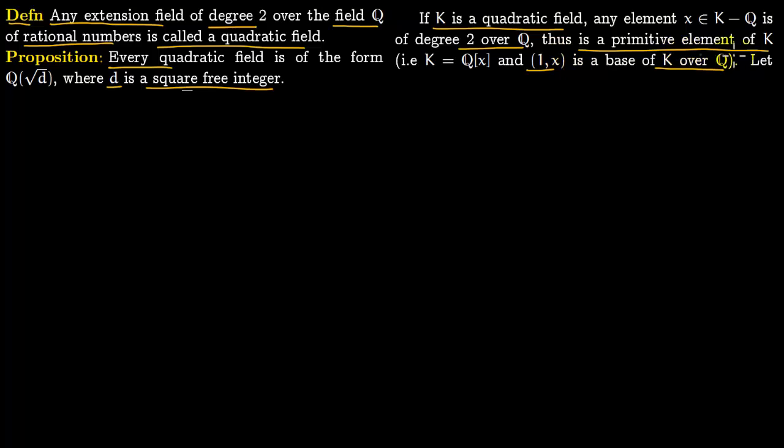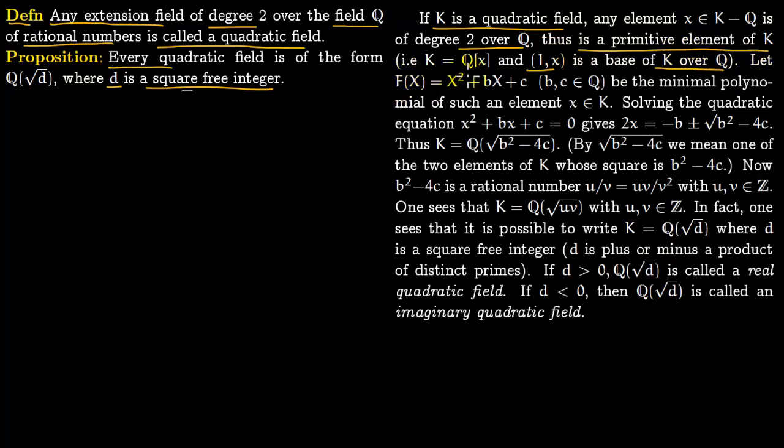So there are two elements here. Let this be a polynomial: f(x) is x square plus bx plus c, where b and c are rational. You can see it's a monic polynomial; it's 1 times x square here. Say this is the minimal polynomial of this element x which we have picked from here. Now we can solve this equation. This is a quadratic equation: x square plus bx plus c equals 0.